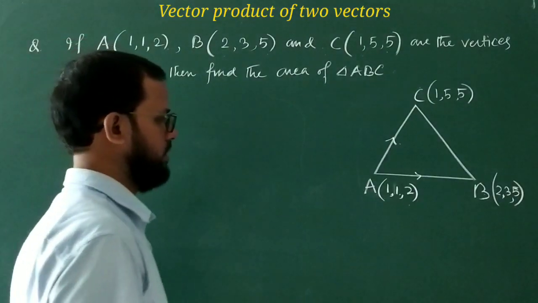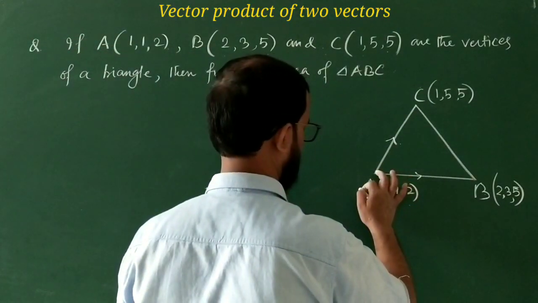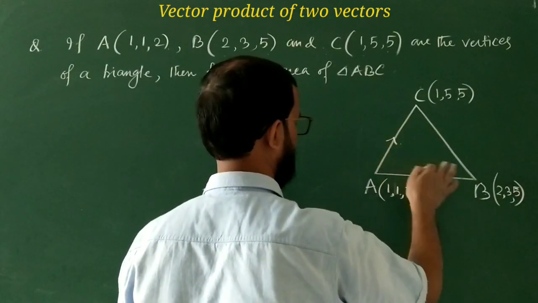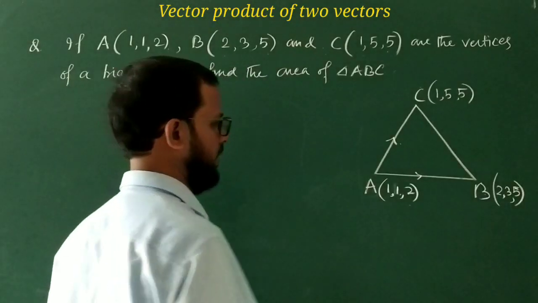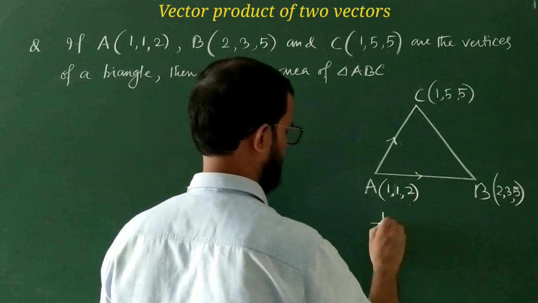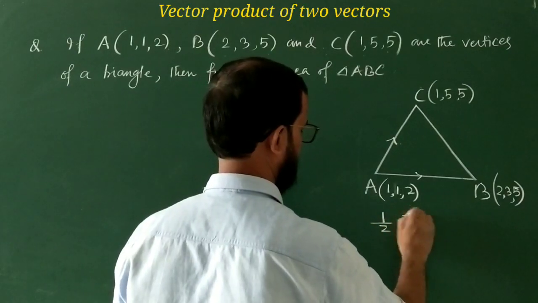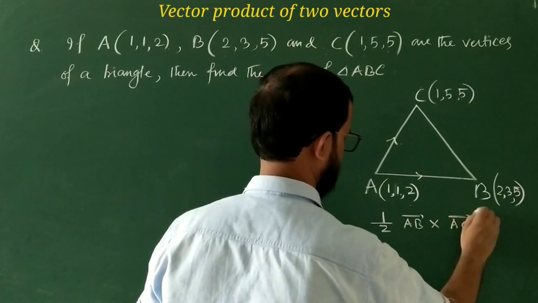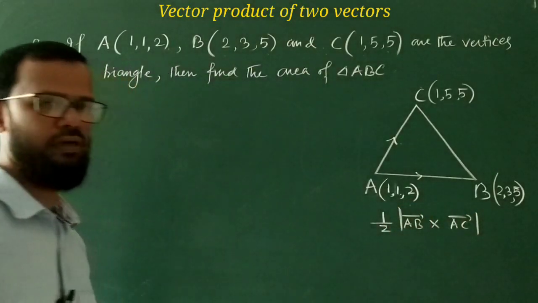Already I have given a concept to you. If you consider the two adjacent sides of a particular triangle, the adjacent sides of the triangle, then what will be the area? Area is half into magnitude of AB cross AC. This is the area of the triangle.